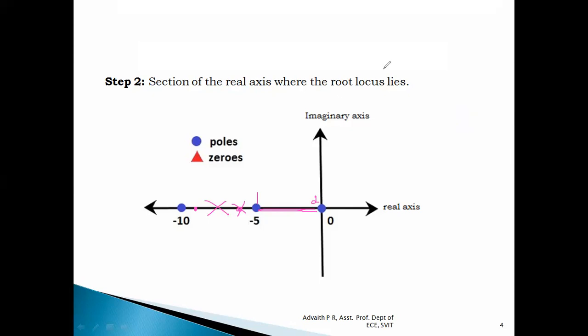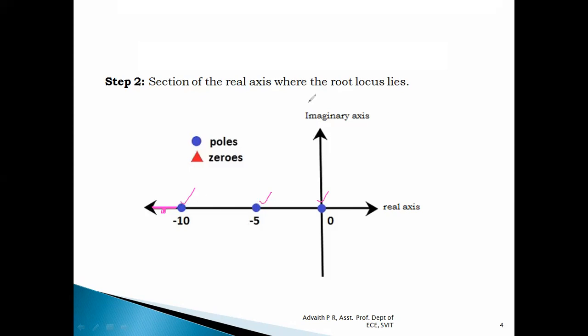Similarly, let me place a test point over here after minus 10. So right hand side to this test point, if we observe, we have 3 poles, 1, 2, and 3. Because there are 3 poles and 3 is an odd number, definitely there will be a root locus. The root locus always starts from a pole and it will end at either 0 or at infinity. Because there are no zeros over here, all these poles' root locus should start at pole and it should end at infinity.